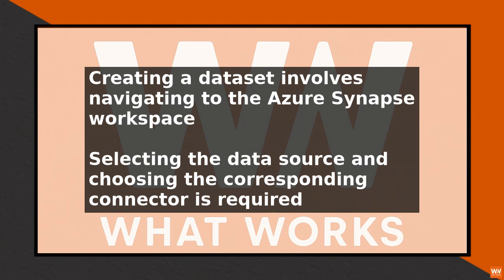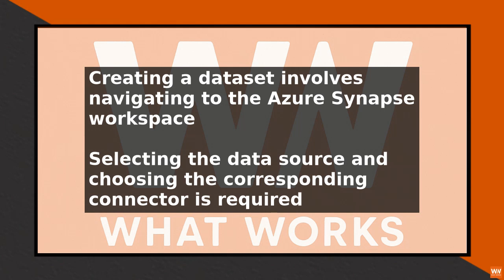To create a dataset in Azure Synapse, you need to navigate to the Azure Synapse workspace and click on the Datasets tab. Then click on the New Dataset button. You will be prompted to select the data source. Choose the connector that corresponds to your data source, and follow the prompts to connect to your data source.